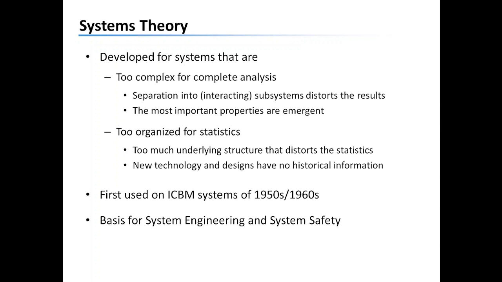It was first used on the ICBM systems, the intercontinental ballistic missile systems of the 1950s and 60s, because they were having lots of accidents, and they were related to this. They were component interaction accidents. The first time we really started seeing that and realized they needed something new, that component reliability, just making every component reliable, wasn't going to solve their problems. And it's the basis, really, systems theory, for system engineering and system safety. Now, some people say they're doing system engineering, but they do analytic reduction, and they say, well, I'm working on a system. Well, that's not exactly the way system engineering was originally defined.